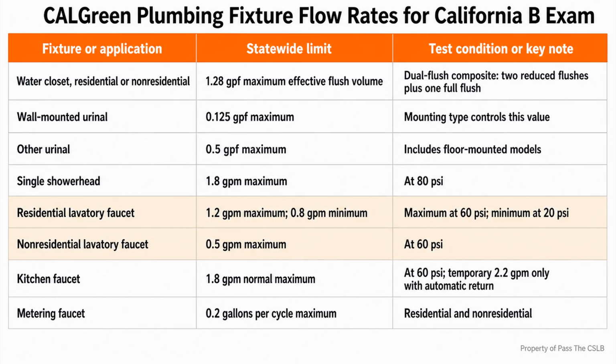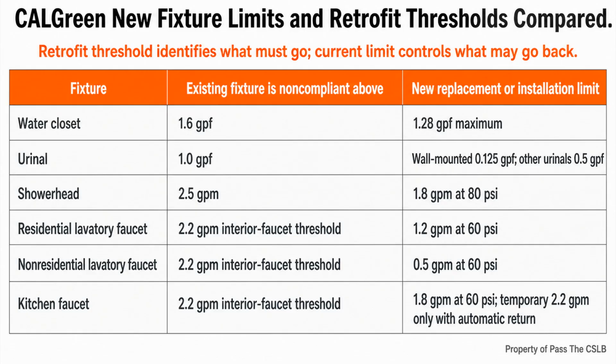Here is the physical connection that makes the numbers easier to organize. A flush fixture releases a defined volume, so I look for gallons per flush. A continuously opened outlet is evaluated by flow over time, so I look for gallons per minute and the test pressure. A metering faucet shuts itself after a controlled dose, so I look for gallons per cycle. The unit follows how the fixture delivers water.